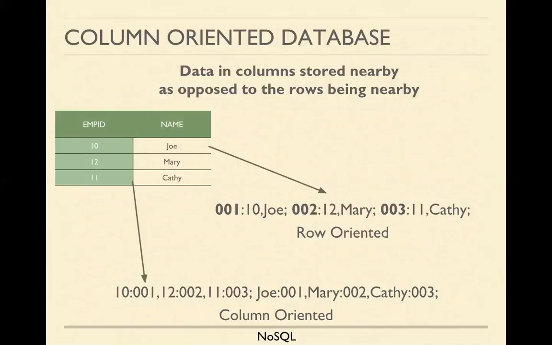Visually, when we take a look at a table, we see columns and rows. Columns are on the x-axis, and on the y-axis you have rows, right? Emp ID is one column, name is another; first row, second row, third row. These are the three rows. Now, the question everybody asks is, how do you save this data into a file?